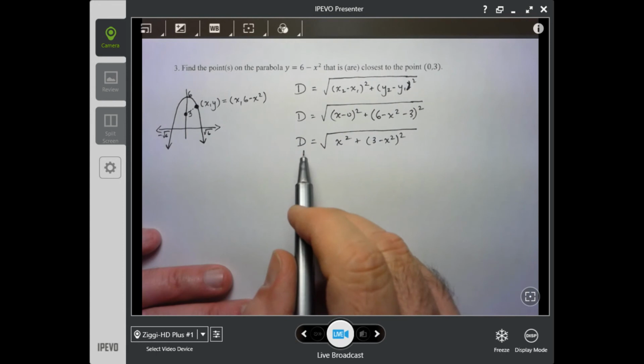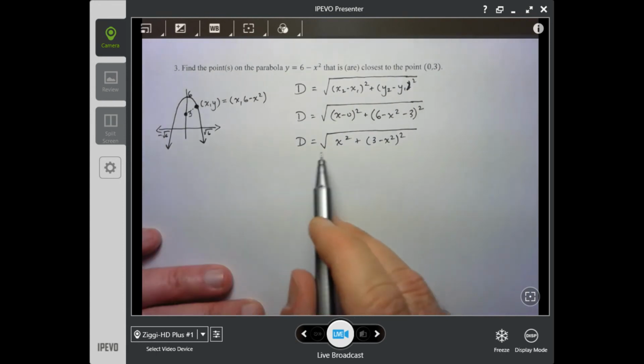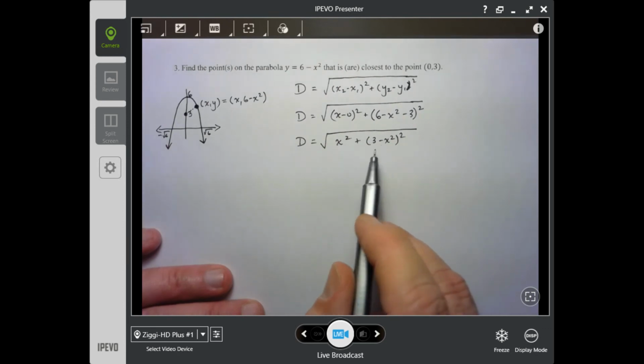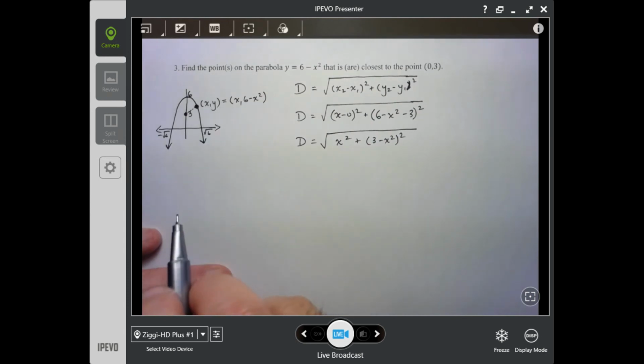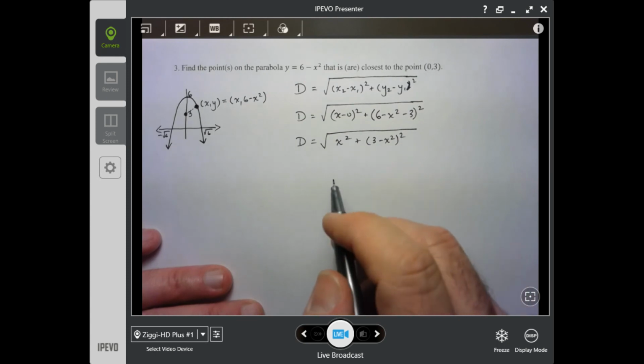So here now we have a function for the distance between the 2 points given in terms of one variable. Notice here we did do a substitution. We just did it earlier on. We realized that the y value can be written as 6 minus x squared. Okay, now let's determine what the domain of this function is.